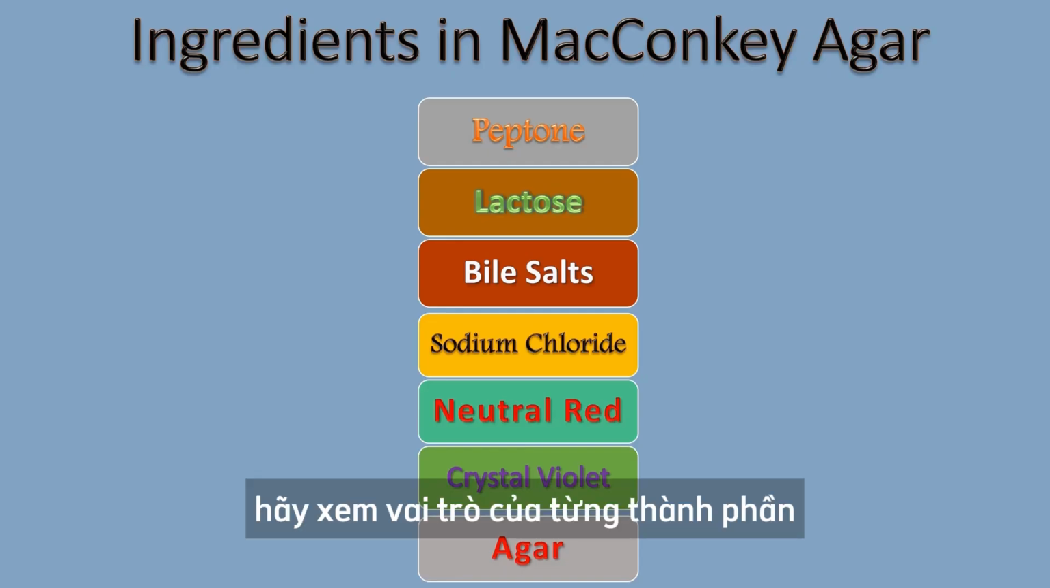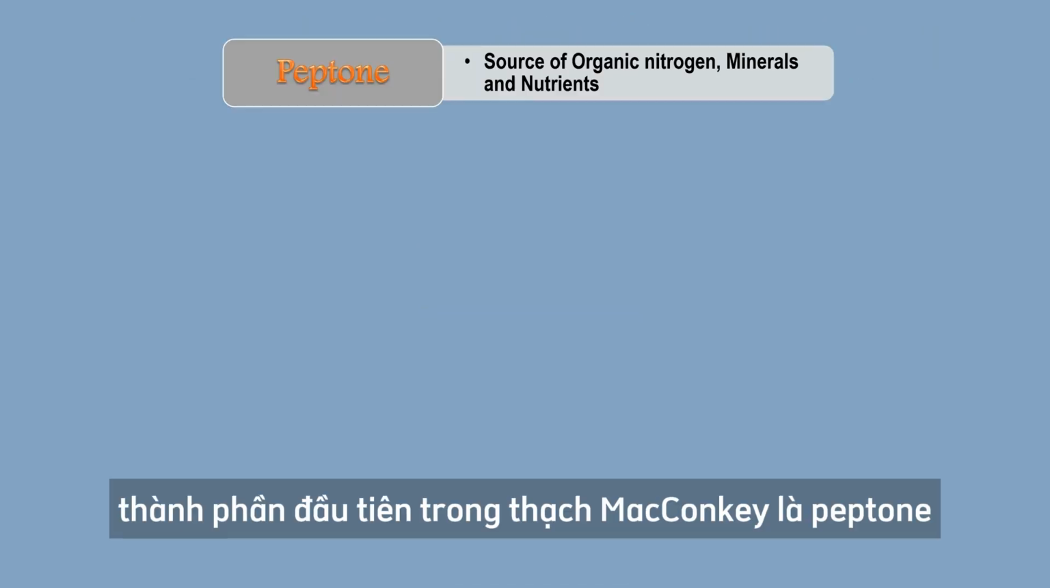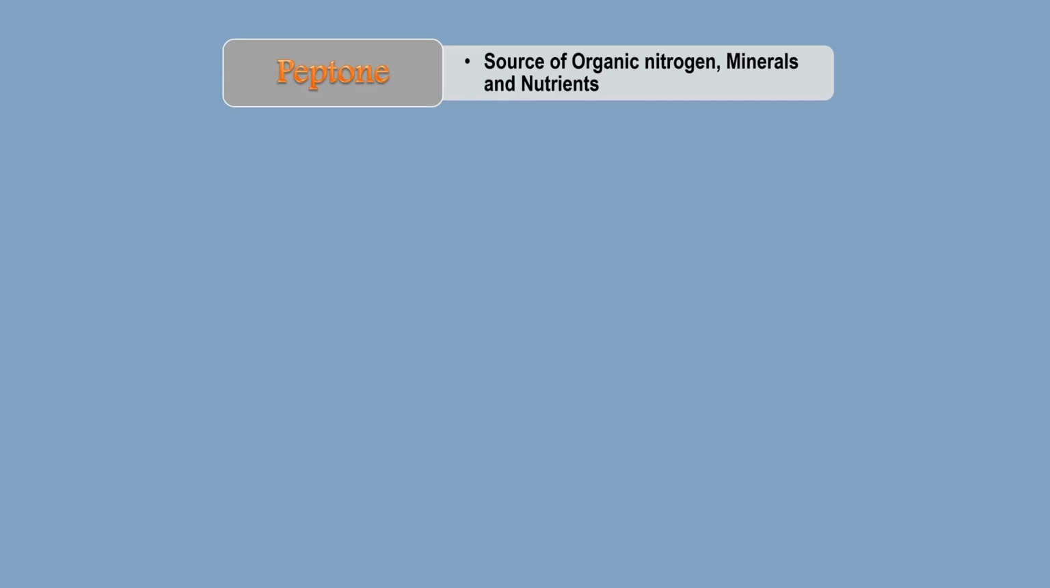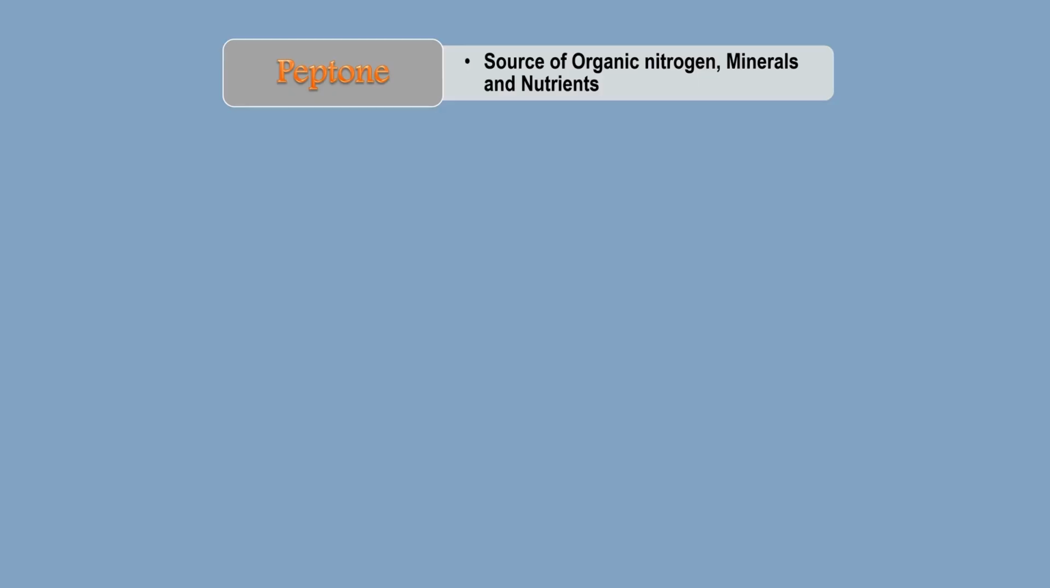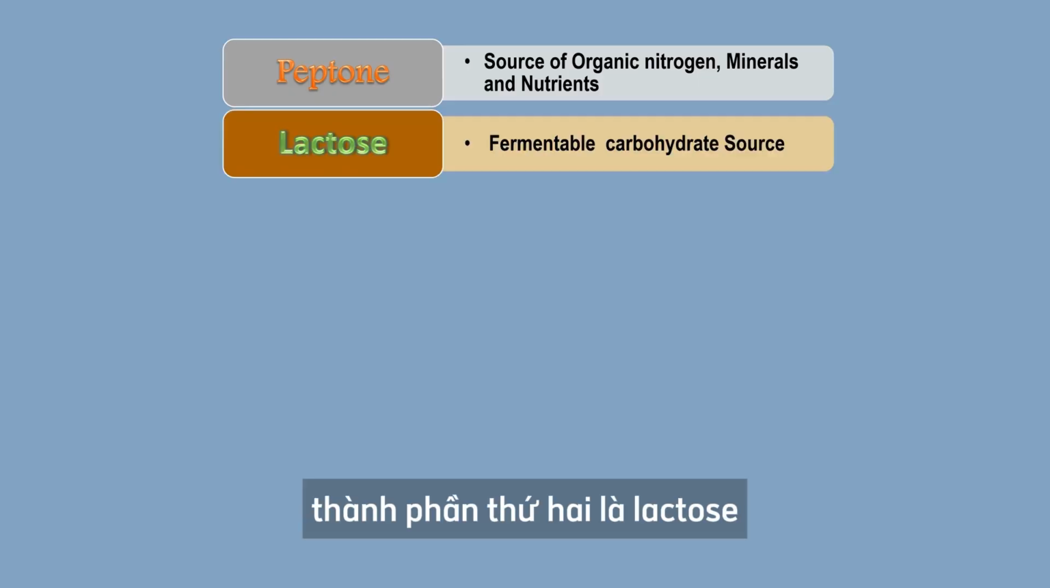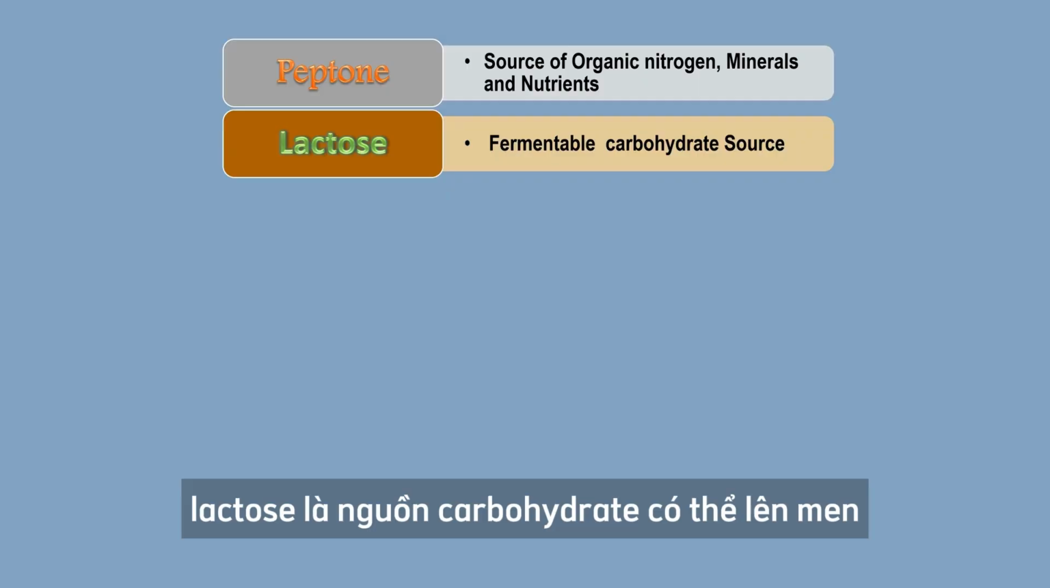Let's see what is the role of these individual ingredients. The first ingredient present in MacConkey Agar is peptone. Peptone is the source of organic nitrogen, minerals and nutrients. The second ingredient is lactose. Lactose is a fermentable carbohydrate source.